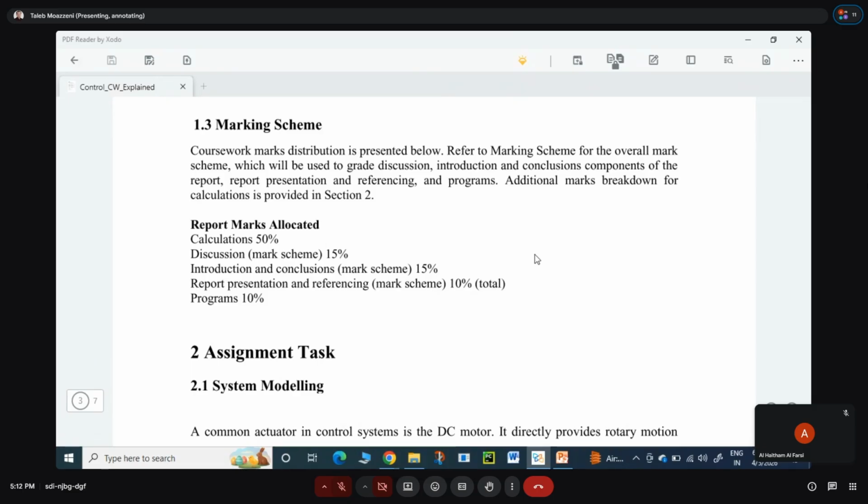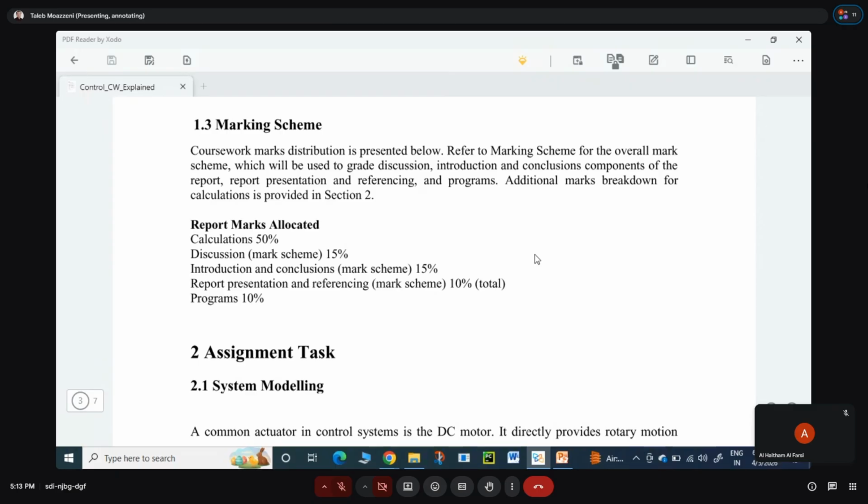System modeling. If you remember, I talked about equations, how to find the relationship between output and input, how to find the transfer function for each block, how to simplify this. So you should apply all of those calculations here in the assignment. You can write by hand or type, it's up to you. When you write by hand, then scan it in high quality so that I can read it easily.